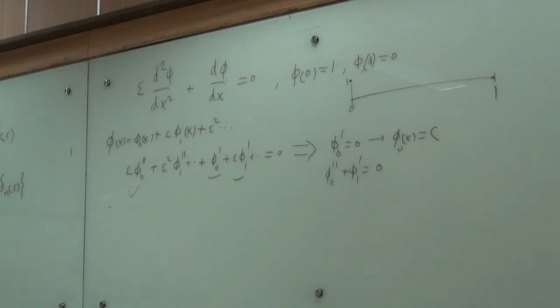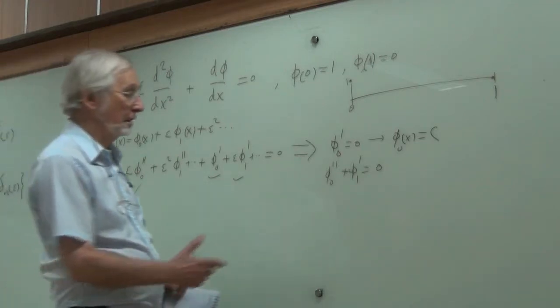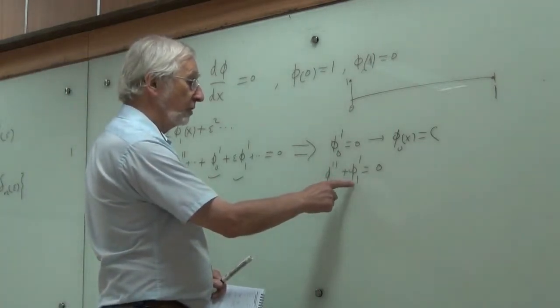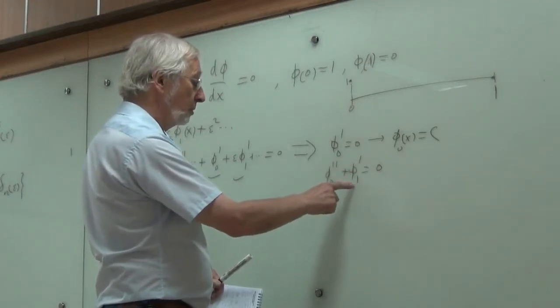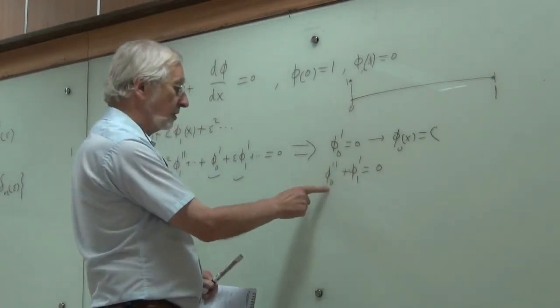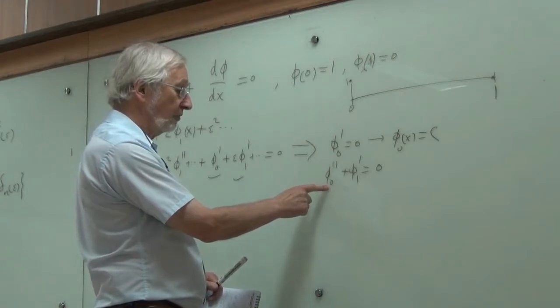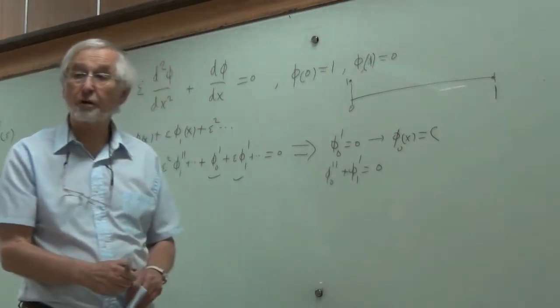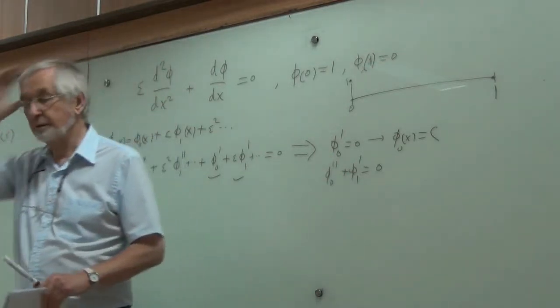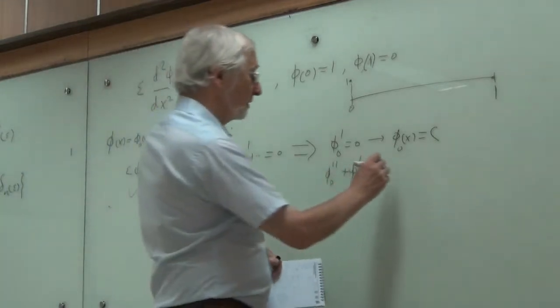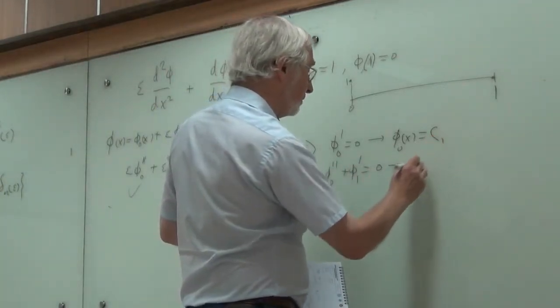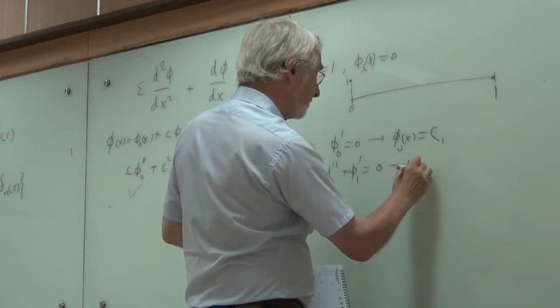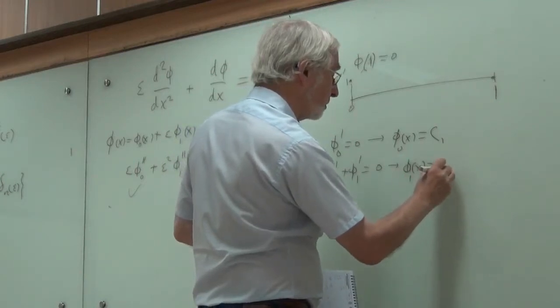And solve the second one. This is a constant, so the derivative is zero. No, sorry. Phi naught is a constant, the derivative is zero. So phi 1 is also a constant. If I call this C1, then phi 1 is C2.